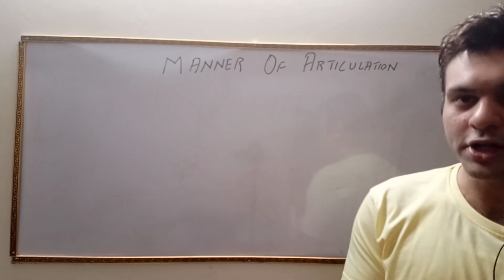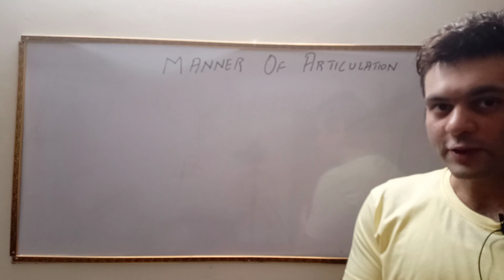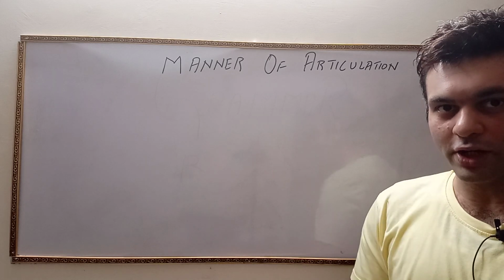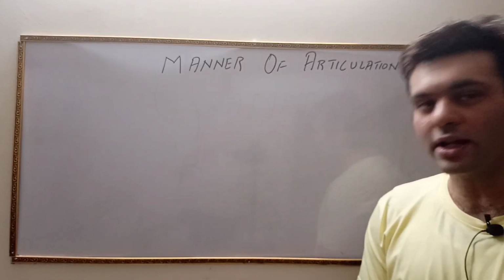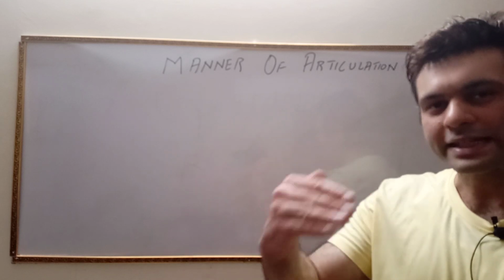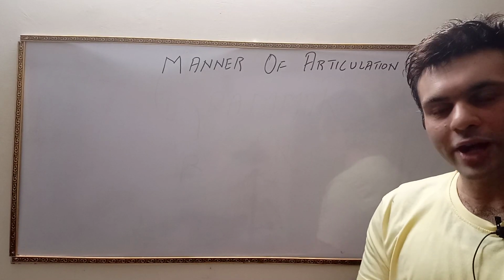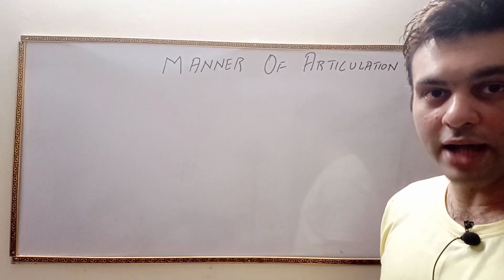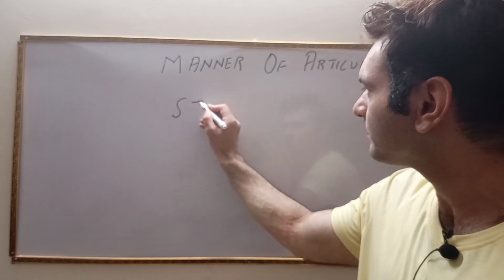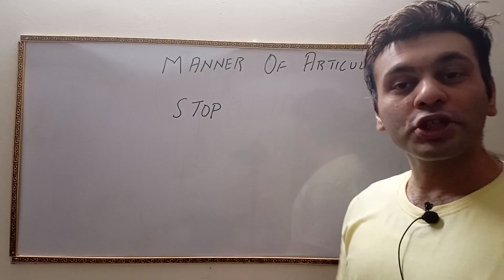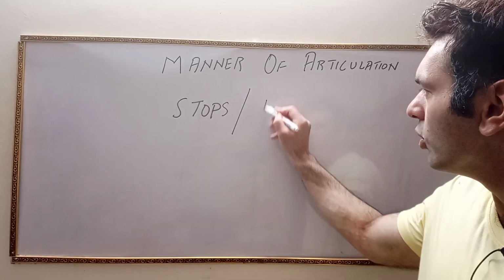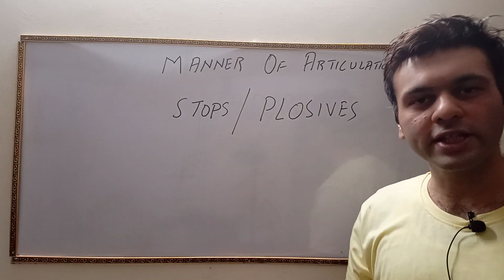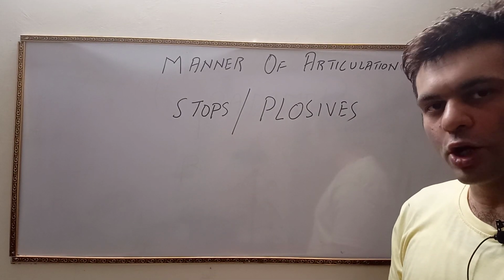particular phoneme is produced. Now, we must admit that the way we describe and explain the place of articulation, we are also going to explain manner of articulation with regard to certain classifications. So let's begin our discussion. Now, the very first classification that we have in manner of articulation is stops. We also put them in the category of plosives. Now, why do we call them plosives?